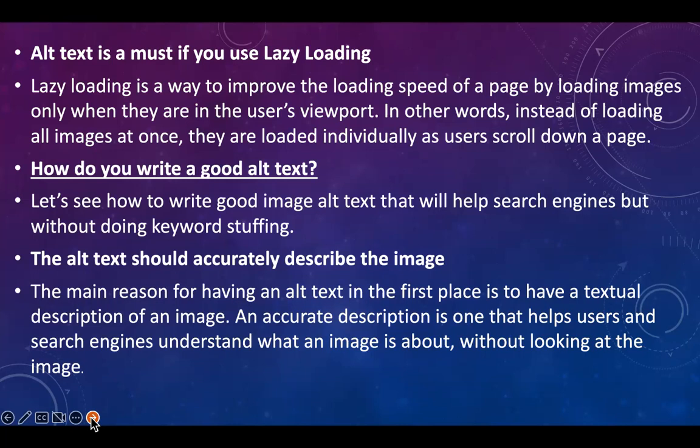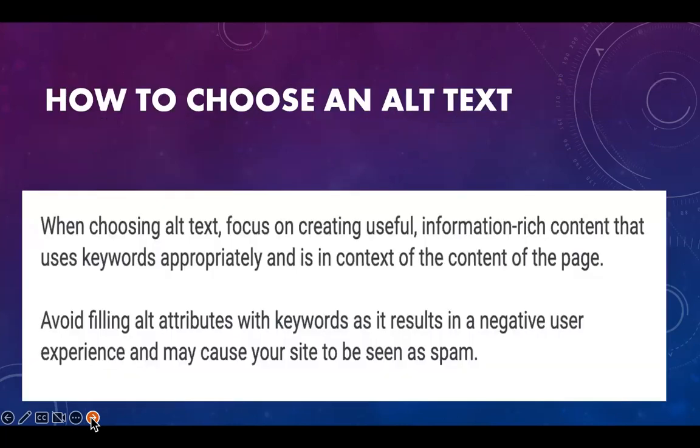The alt text should accurately describe the image. We emphasize this. The main reason for having an alt text in the first place is to have a textual description of an image. An accurate description is one that helps users and search engines understand what an image is about without looking at the image at all. So how to choose an alt text? Number one, when choosing an alt text, focus on creating useful, information-rich content that uses keywords appropriately and is in context of the content of the page.